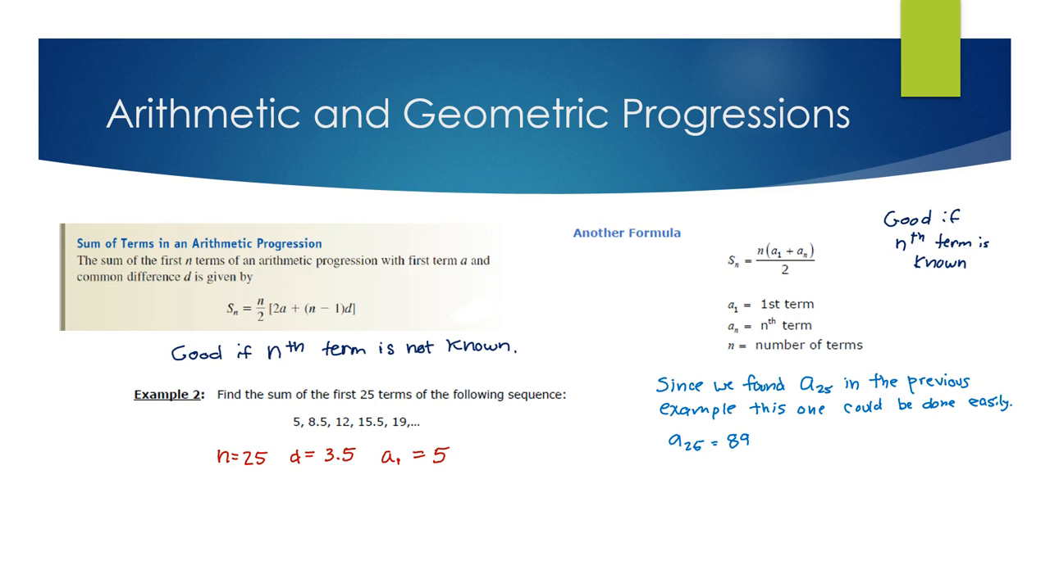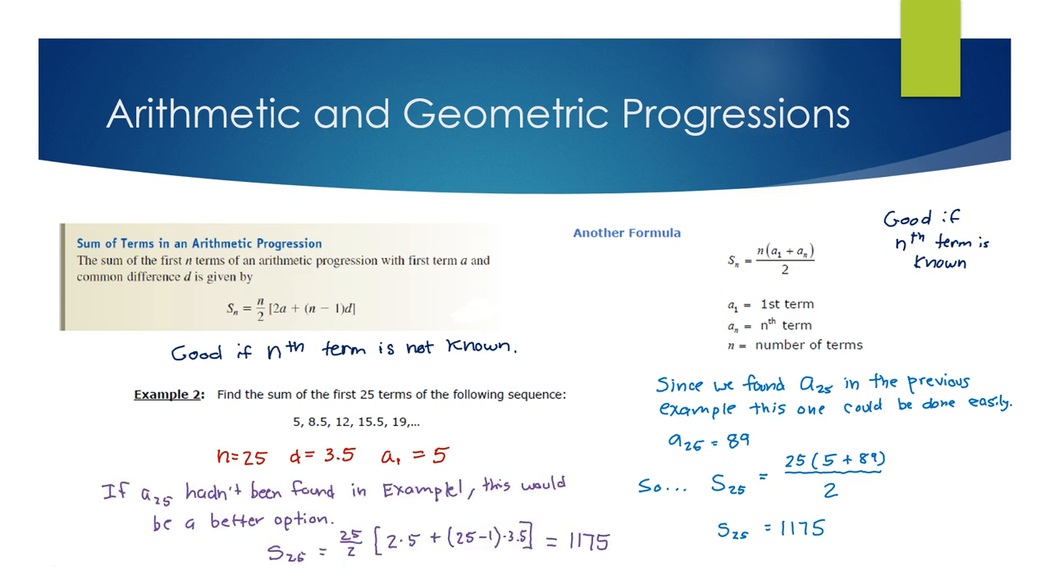And if I use it, I'm just plugging the 25 in for n. A1, the first term, is 5. The nth term, or 25th term, is 89, all divided by 2. And when I work that out, I get 1,175. Just to show you, though, if we had not done example 1 first, the first formula would have probably been more appropriate because we had not calculated the last term of the sequence.